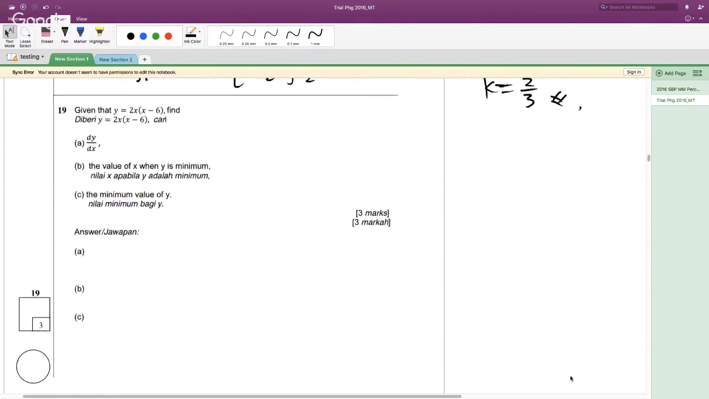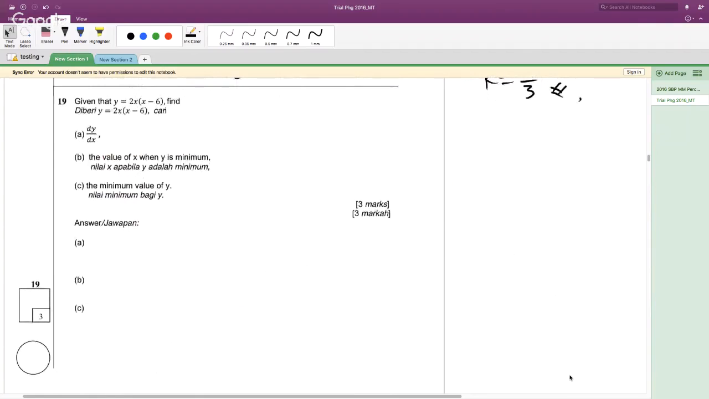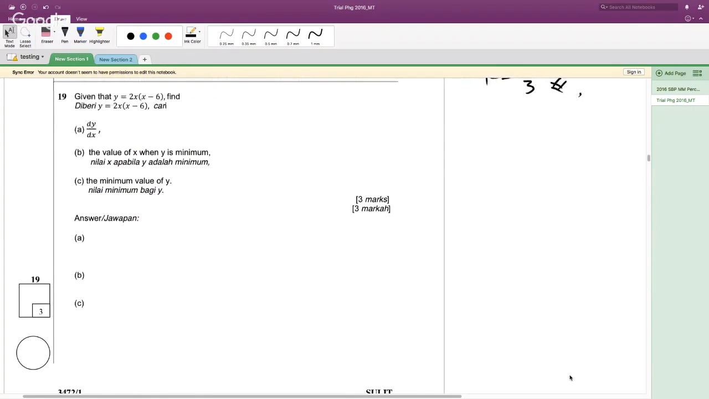Yeah, this is a Pahang Paper 1 for AddMath, and I guess it's 2016. Okay, question 19. y equals 2x bracket, and then you want to do dy/dx. For this one, whenever you can expand it, just expand. Don't do product rule because it's going to waste so much time.